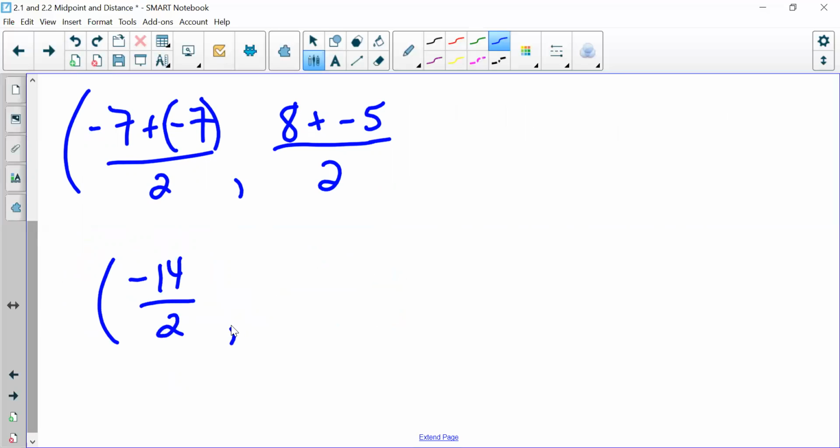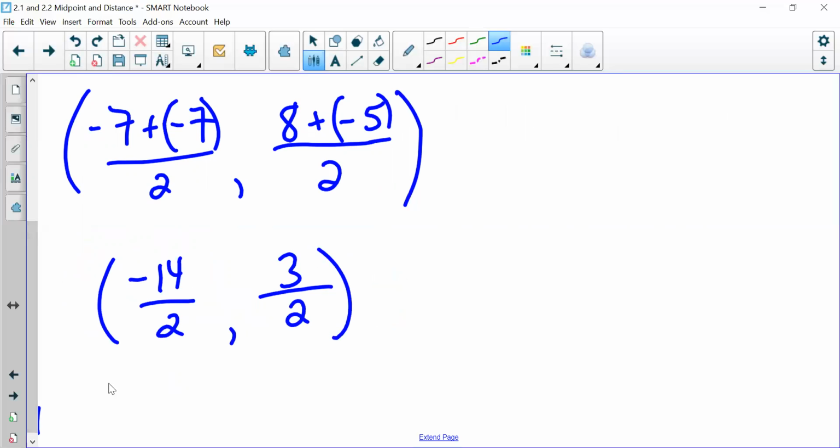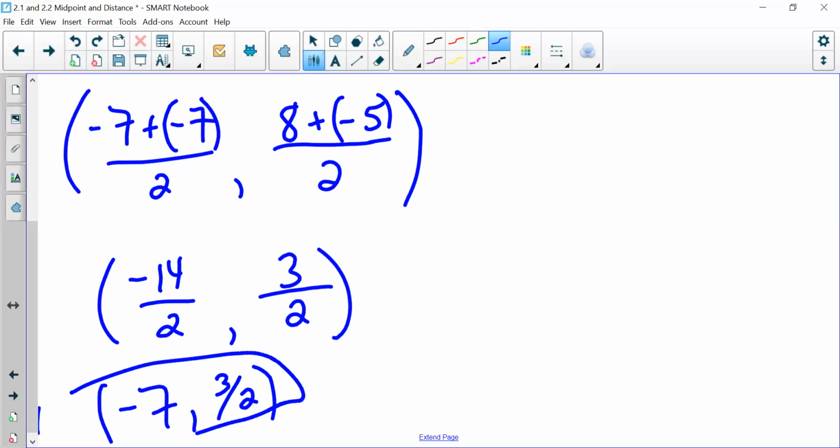So -7 plus -7 is -14. 8 plus -5 here is going to give me 3. And then I end up with -7, and I'm going to leave this as 3/2. You might have got 1.5 as your answer too. I'm going to try to encourage you guys to keep your answers as exact as possible, and fractions will help us with that. So I'm going to leave that as 3/2.